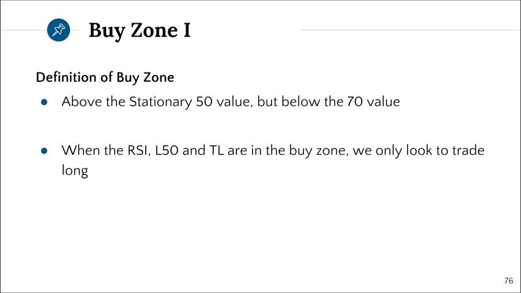Now, the stationary 50 is very important. You probably have heard me mention the buy zone and sell zone by now. Above the stationary 50 value, but below that overbought value at 70, is the sweet spot for going longs. That's our buy zone. When the RSI, the green line, the liquid 50, the yellow line, and the trend line, the red line, are all in the buy zone, we're looking to go long.